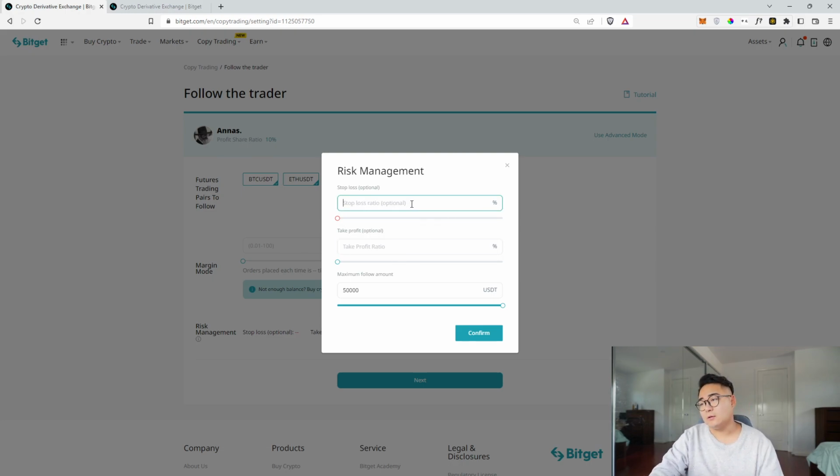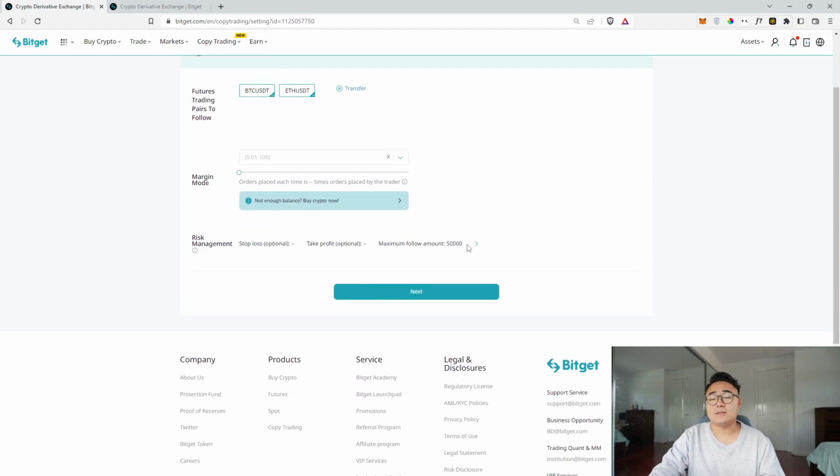That being the case, if you want to set a particular limit on your stop loss and take profit, that's fine. And the maximum follow amount, you can set that as well, so you don't follow too much into the reds. So that's completely up to you.